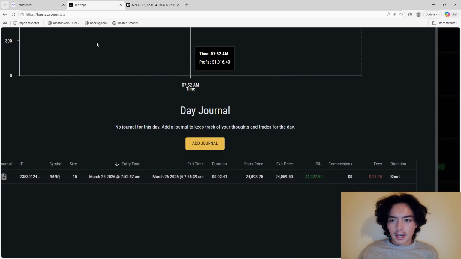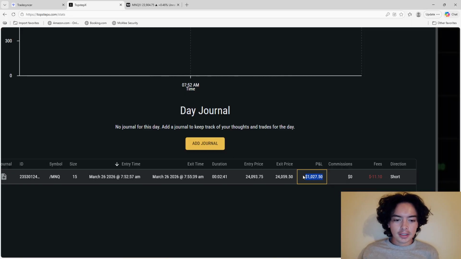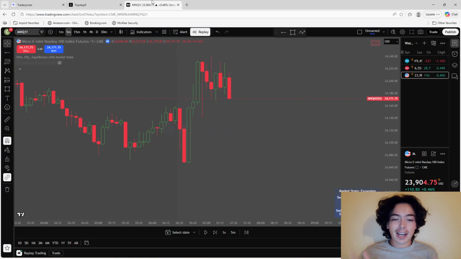So here's on Top Step X, you guys can see this is $1,000 on 5 accounts, max allocation. I do have more accounts, but I'm just trading these 5 as the markets haven't been the best so far. And it hasn't been actually, but I will be getting into the rhythm of trading more accounts. But for now, I'm just sticking with the 5 on Top Step. But yeah, today was a pretty easy day, I must say.